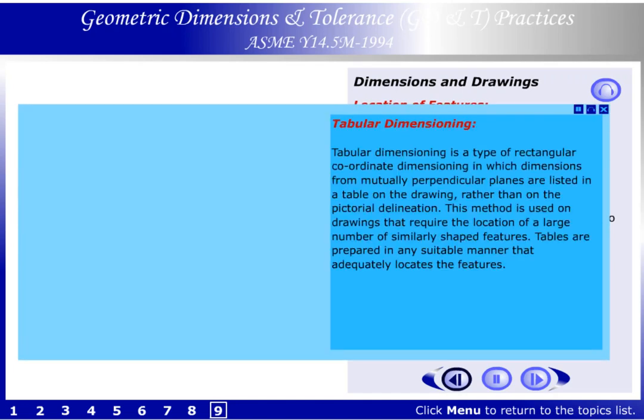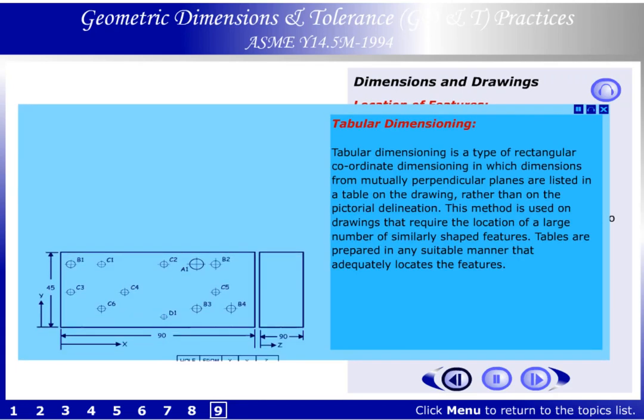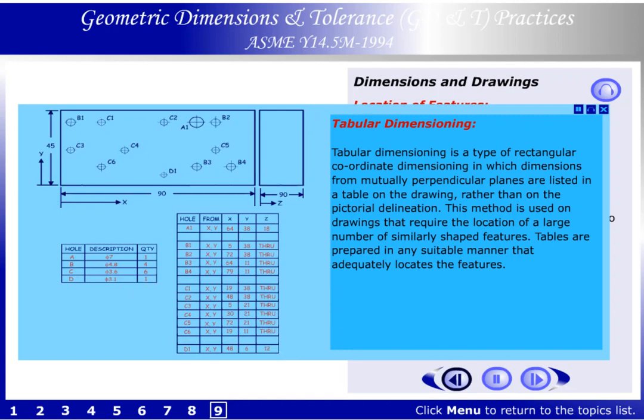Tabular dimensioning. Tabular dimensioning is a type of rectangular coordinate dimensioning in which dimensions from mutually perpendicular planes are listed in a table on the drawing rather than on the pictorial delineation. This method is used on drawings that require the location of a large number of similarly shaped features. Tables are prepared in any suitable manner that adequately locates the features.